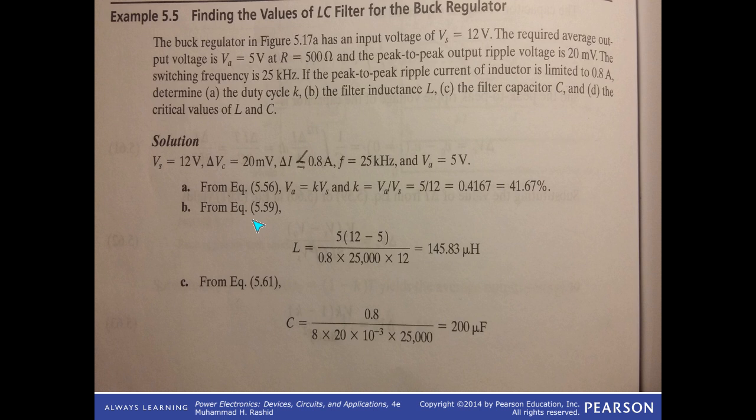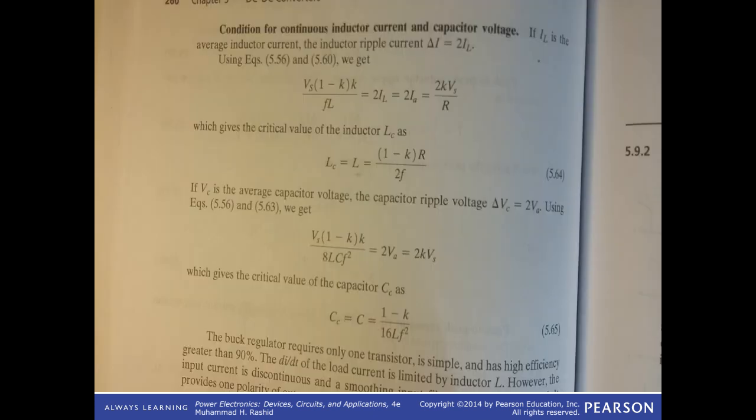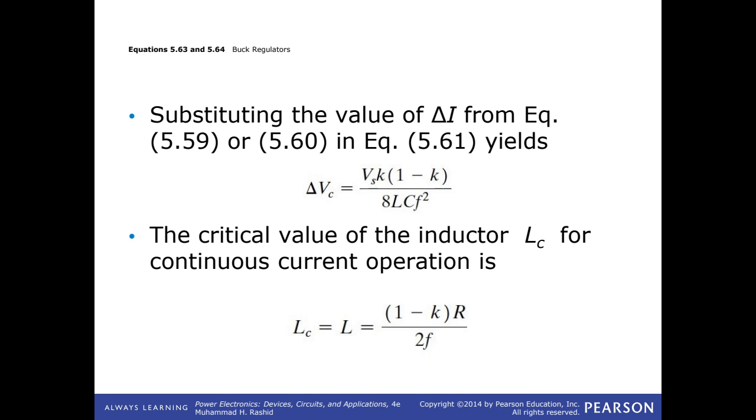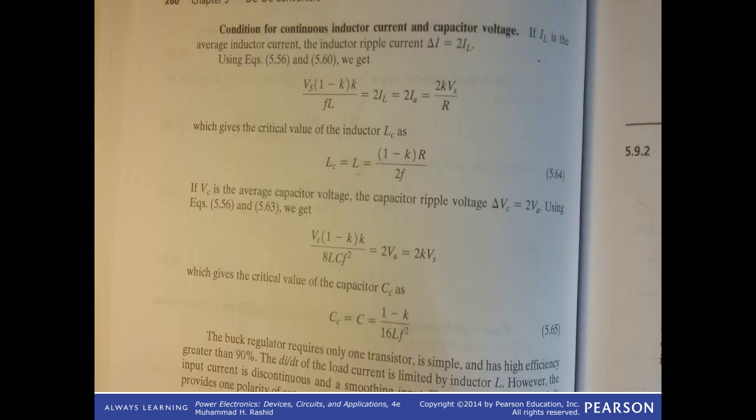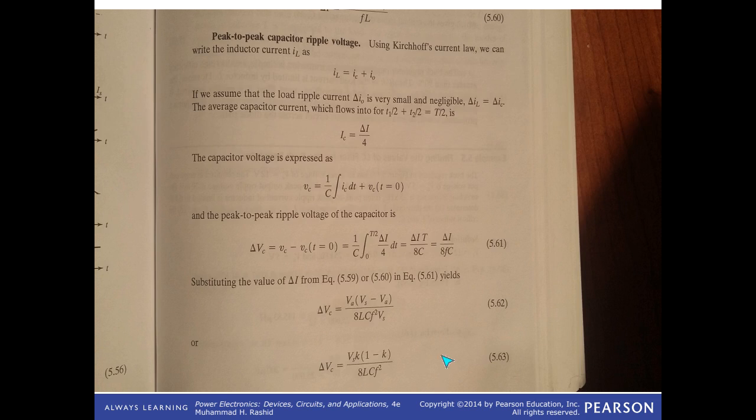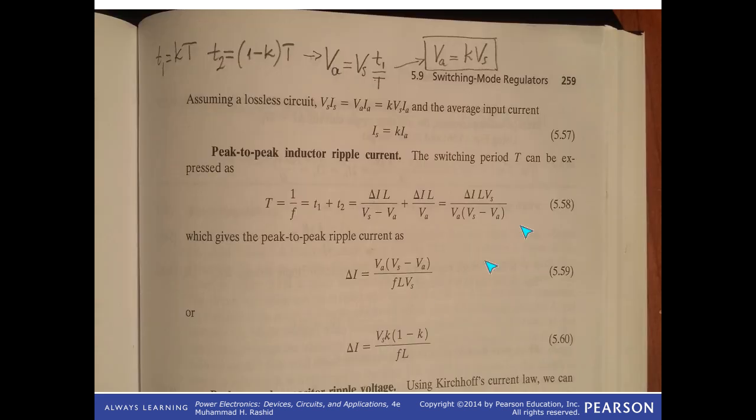From equation 5.59, the inductance equation, delta I is equal to V_A times (V_S minus V_A) over F times L times V_S. Sorry, yes, V_S. That's the equation.